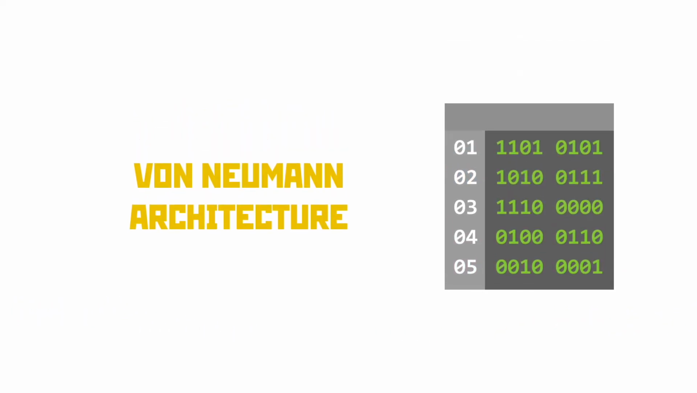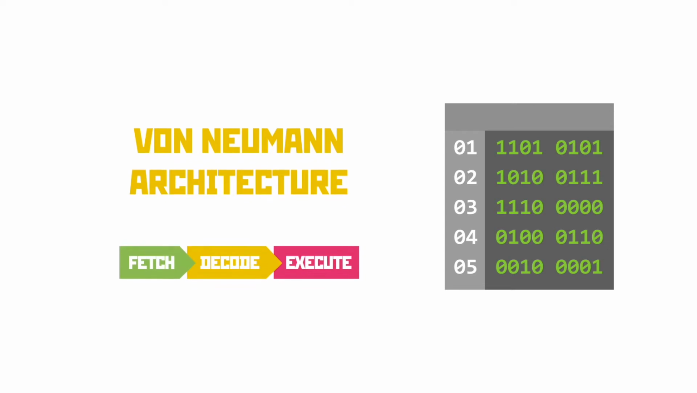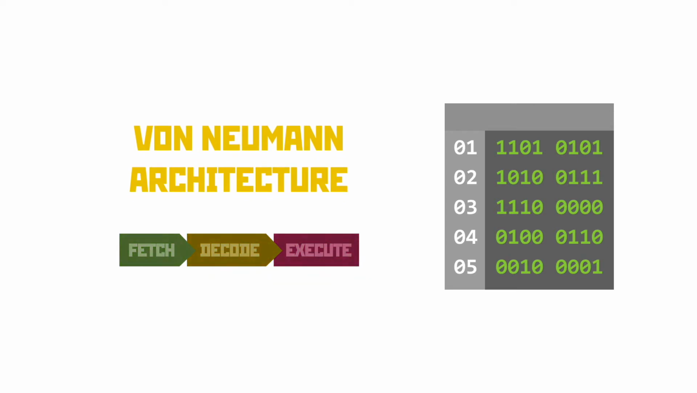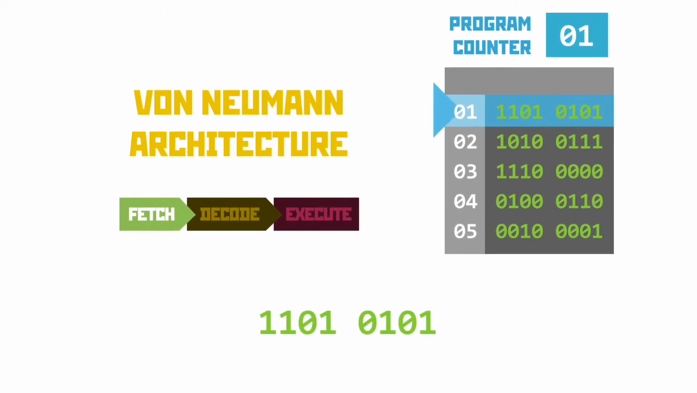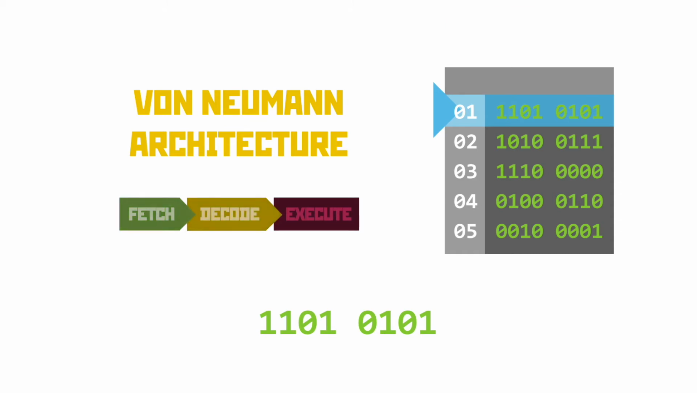Another feature of von Neumann is the fetch, decode, execute cycle, and this explains how a line of machine code is processed by the CPU. Fetch identifies and loads the line of machine code that we're currently working on. This is tracked through the program counter, which always points us to the next instruction that we need to go to. The next step is to decode, where we look at the two parts of our line of code to work out what it wants us to do.